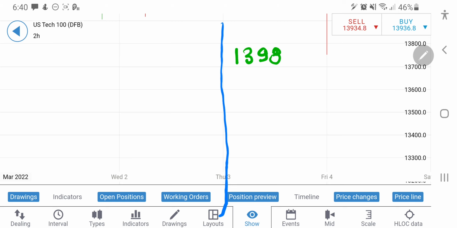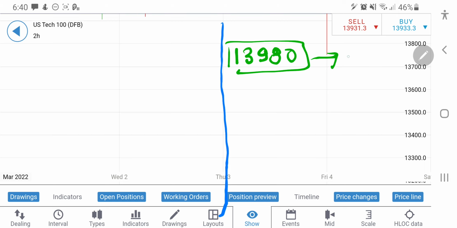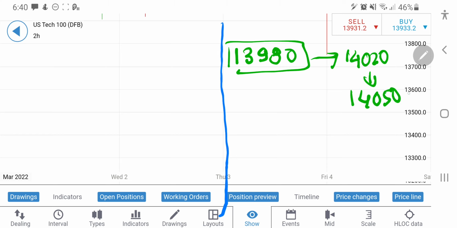Remember, today is the NFP data, and the data may give it a little boost, and it can also drag it to the downside. Beyond 13980, you can expect it to hit 14020 and 14050. On the upside there is stronger resistance at every nearby level. At 14020 it can reverse back, at 14050 it can reverse back.